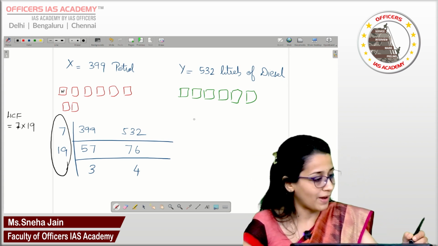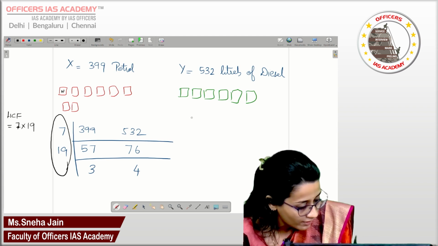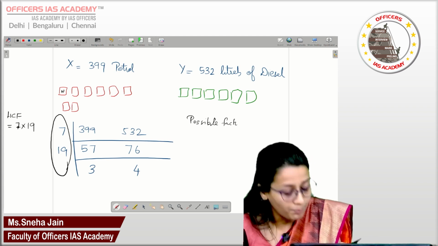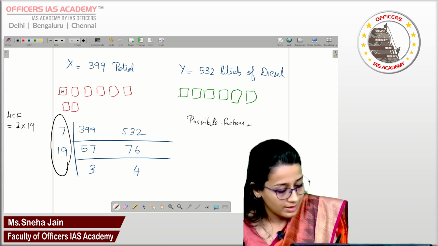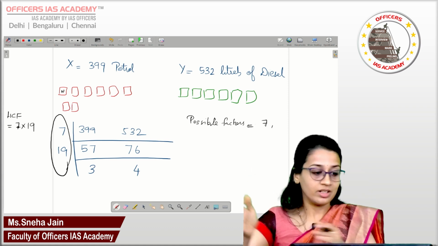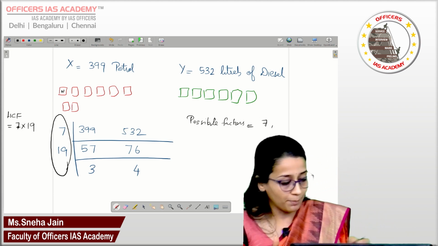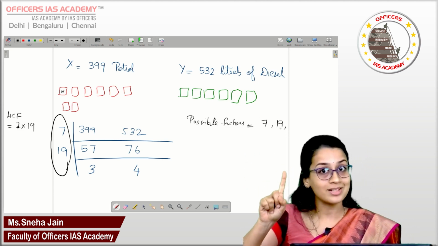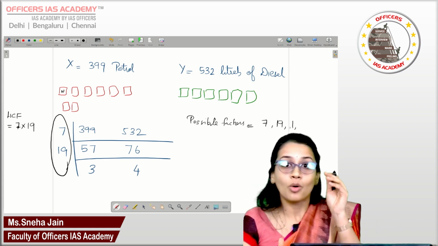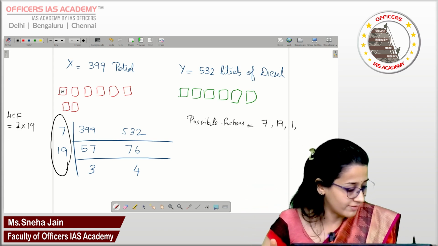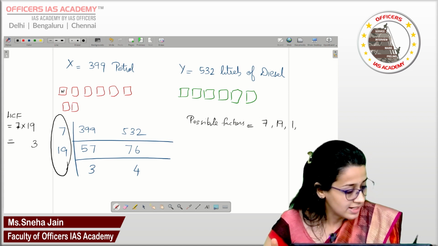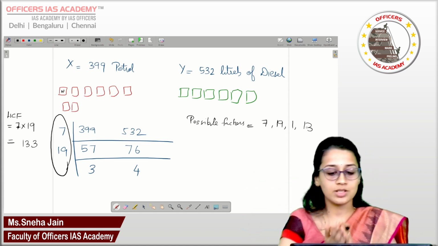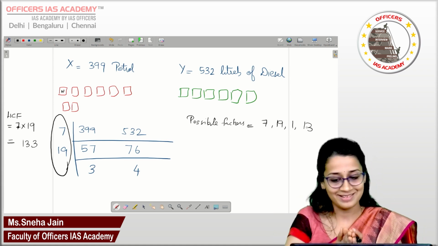So what are the possible factors? Coming to the final answer, you can either bottle them in 7-liter bottles each. It will be completely divisible. You can bottle them in 19 liters separately. You can also bottle them in 1 liter. And you can also bottle them in 7 into 19. 7 into 19 is 7 9s are 63, 6, 7, 1 and 13, that is 133. So these are the possible values, so the answer is 4.